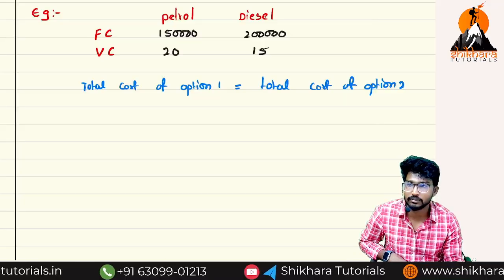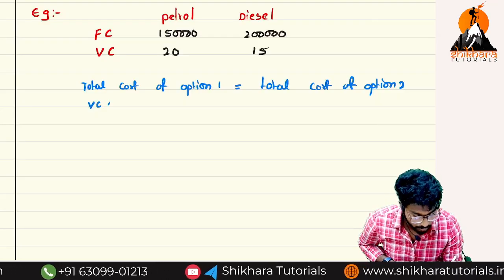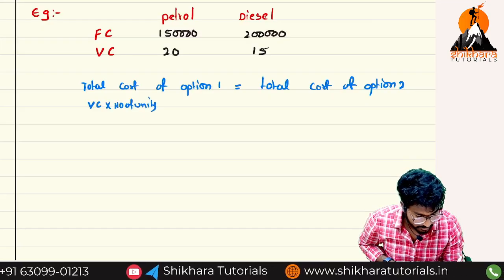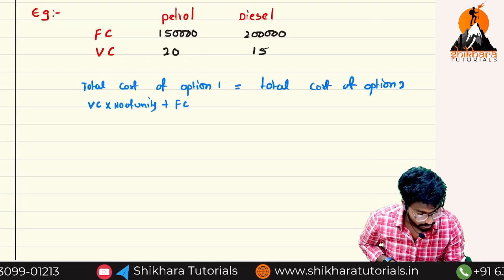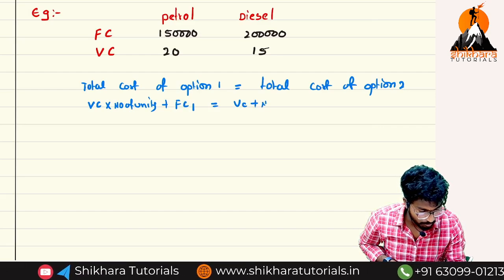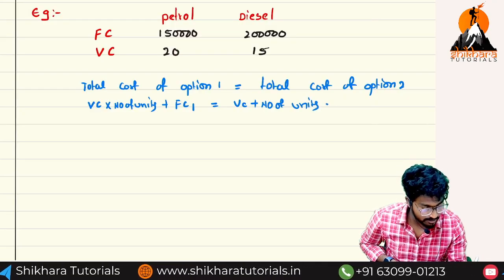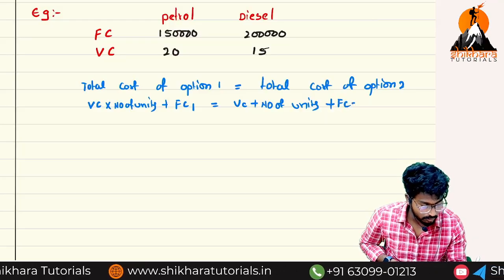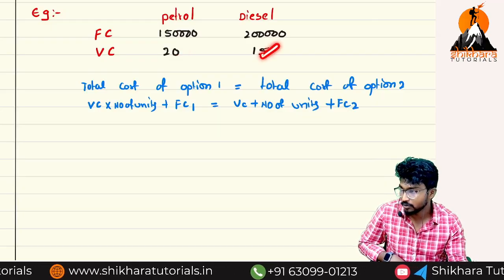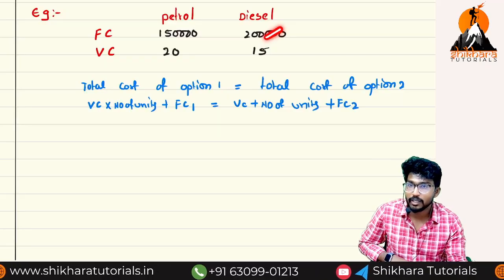Now how will you get total cost? Variable cost into number of units plus fixed cost of option 1 is equal to variable cost of option 2 into number of units plus fixed cost of option 2. Now we know variable cost of option 1, variable cost of option 2, fixed cost of 1 and 2, but we don't know the number of units.